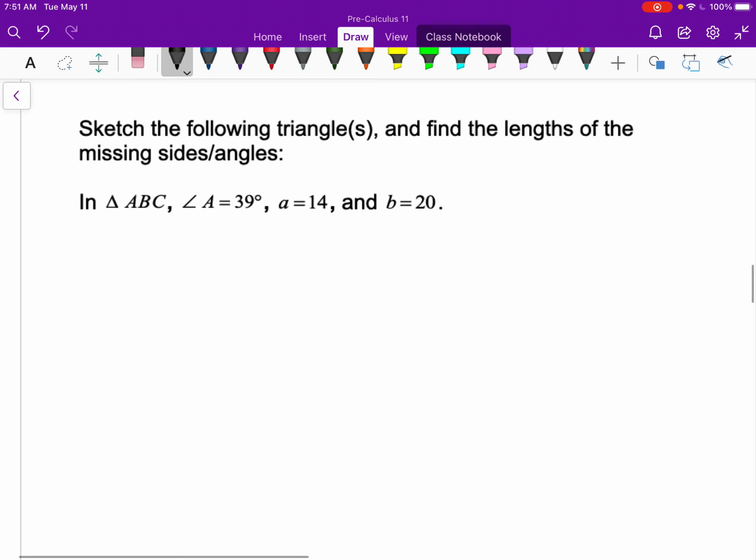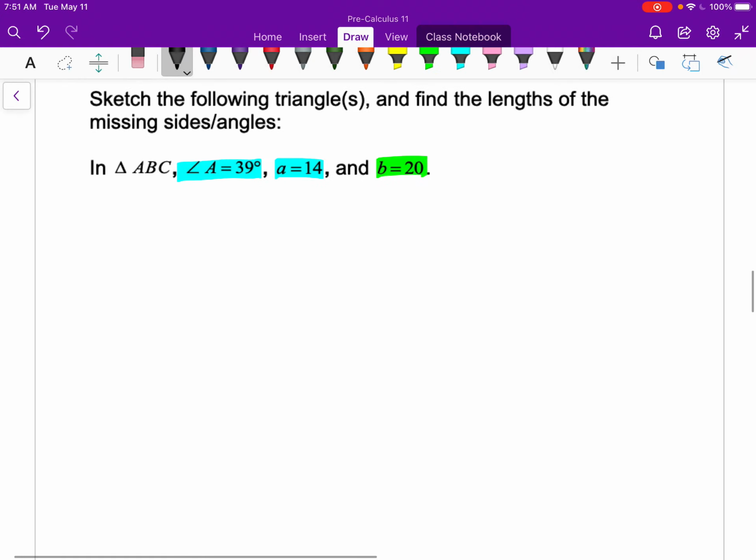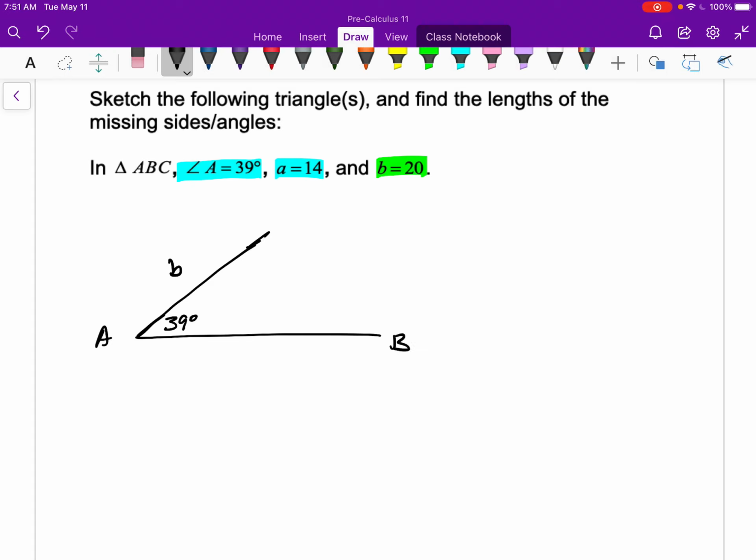OK, so I want to sketch this triangle or triangles and find the lengths of the missing sides and angles. I have triangle ABC, where angle A is 39 degrees, side A is 14, and side B is 20. Let's visualize what this must look like, or one possibility. I'll call angle A right here 39 degrees. Side B, I'll be consistent and call this side B, which means angle B is over here somewhere. I'm not going to worry about drawing something to scale. I'll just draw a line coming down right here. This is side A. Angle C is up there. Side C is the bottom. I don't really care about it, though.